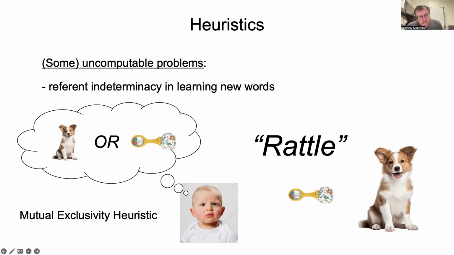And so the uncomputable problem here arises from the fact that, in principle, any word could refer to any object, part, feature, or action in the environment. So the mutual exclusivity heuristic offers a way to efficiently constrain these possibilities, enabling more rapid and accurate word learning by reducing the number of hypotheses that the learner has to consider.